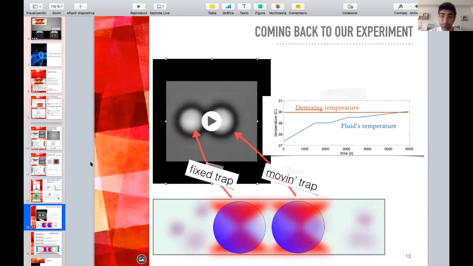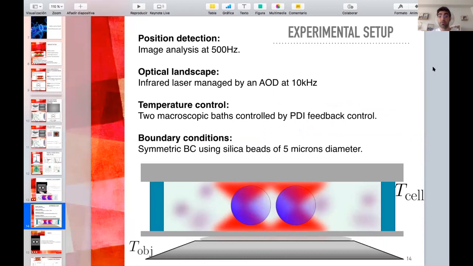The details of our experimental setup are quite simple. It's not a very demanding optical trap. The only thing is that we have position detection, with image analysis at 500 Hz. The two optical tweezers are made by a single laser using a time-sharing technique. So we use an acoustic deflector at 10 kHz in order to have two independent traps.